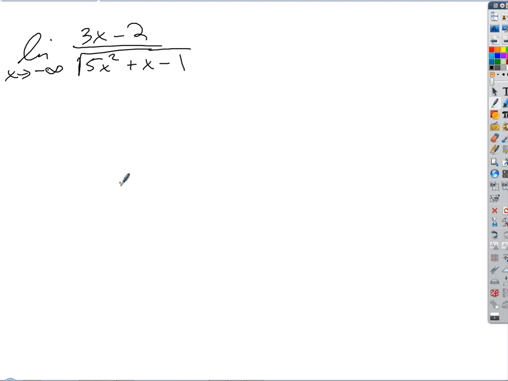Okay, so our goal here is we want to get this to a point where we can do this quickly, where we don't have to show a bunch of work. I think I know the answer off the top of my head. 3 square root of 5.